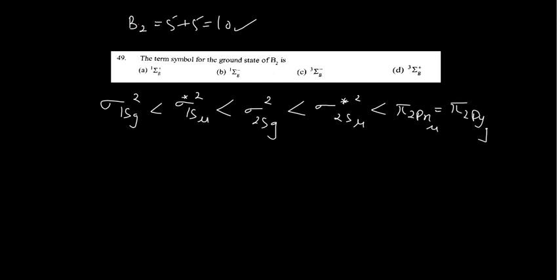Then you have sigma 2s, also gerade, so you write 2 electrons. And then the sigma anti-bonding you have to put over there: this is sigma 2s ungerade, which also has 2 electrons. And finally you have pi 2px, which is ungerade, equal to pi 2py, which is also ungerade.